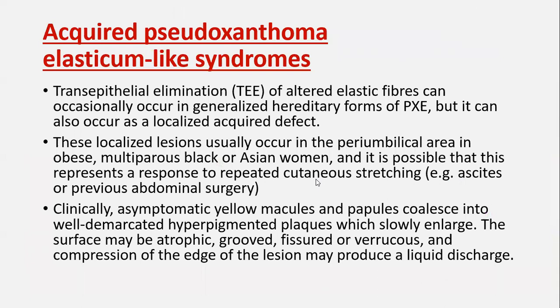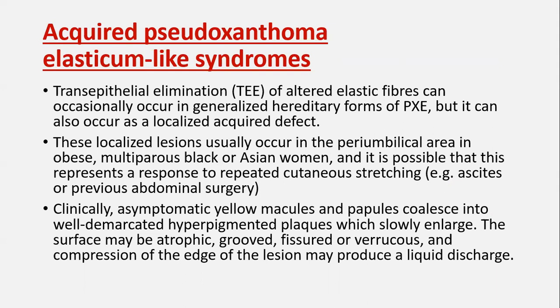Then acquired pseudoxanthoma elasticum-like syndromes. Transepidermal elimination of altered elastic fibers can occasionally occur in the generalized hereditary form of pseudoxanthoma elasticum, but can also occur as a localized acquired defect. These localized lesions usually occur in periumbilical areas in obese, multiparous, Black and Asian women, and it is possible that this represents a response to repeated cutaneous stretching, like ascites or previous abdominal surgery.